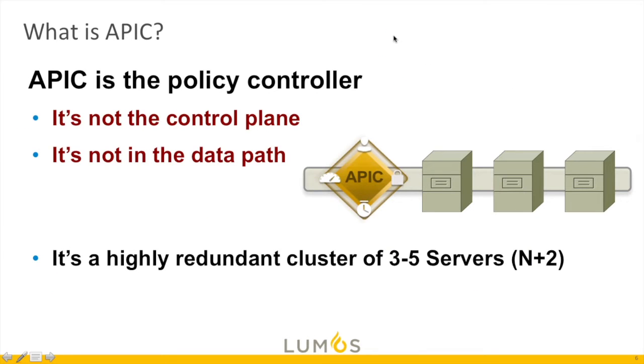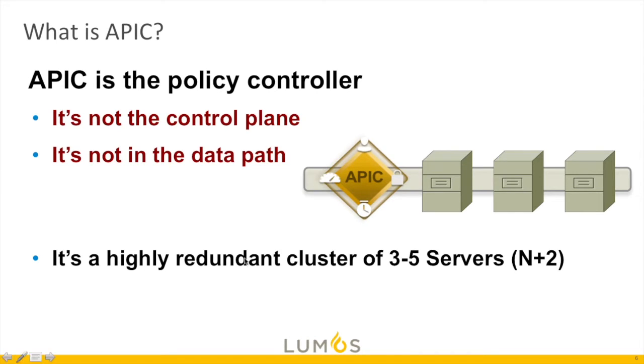Now, the APIC is the policy controller. It's not the control plane and it's not the data plane. The control and data plane are on each individual node, each individual leaf and spine. So that's where the policy gets put into place. We define the policy into the APIC controller.